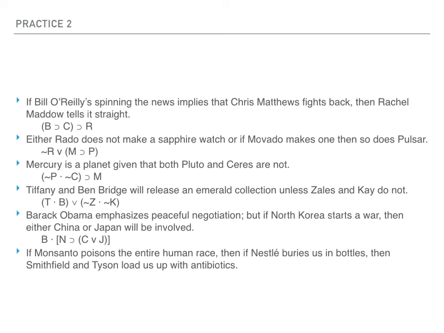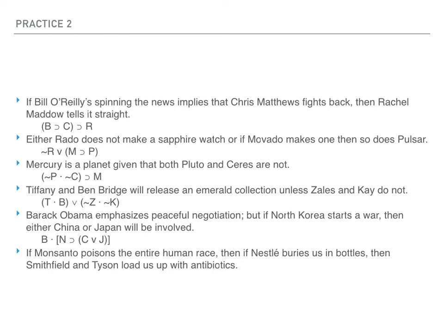So that looks like we're just going to use M to stand for Monsanto poisons the entire human race. And so we're going to have M horseshoe something, which is what that first part of the sentence is telling us with the comma. And on the other side then is the word then. And, well, we see another conditional statement. So we know how to deal with that. We have M horseshoe, and now we're going to have a parenthesis, and there's going to be another horseshoe over there because that's what the word if is telling us. And we do the same thing. We become robots, we look for the comma. Aha, there's the comma. It's right after bottles, before then, and in between is Nestle buries us in bottles.